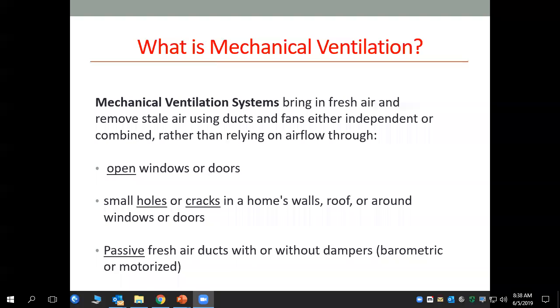Mechanical ventilation systems bring in fresh air and remove stale air using ducts and fans, either independent or combined, rather than relying on airflow through open windows, small holes, cracks, and just passive ducts. That's mechanical.